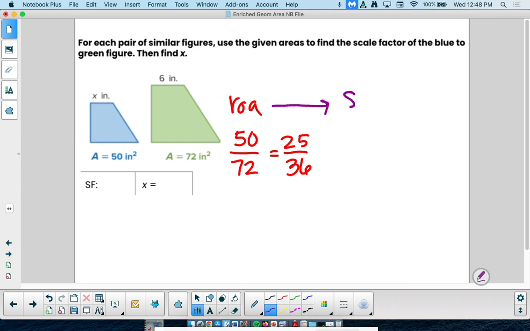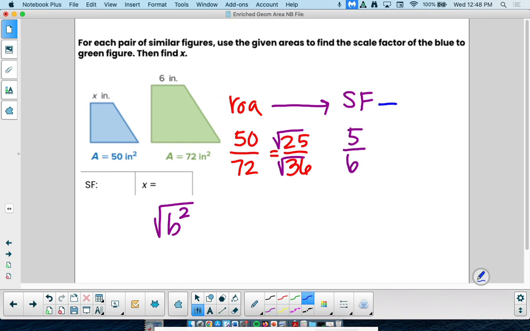Then from here, we want our scale factor. So if this is a squared over b squared, how do I just get a single a over single b? What do you have to do to something squared? Square root of it. Yeah, we have to take the square root of it. So what's the square root of 25? 5 over 6. Yeah, there you go.